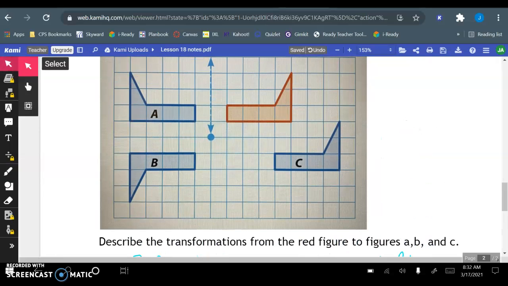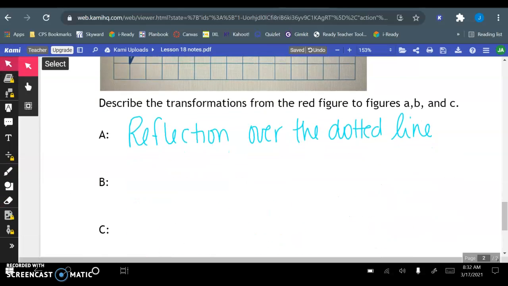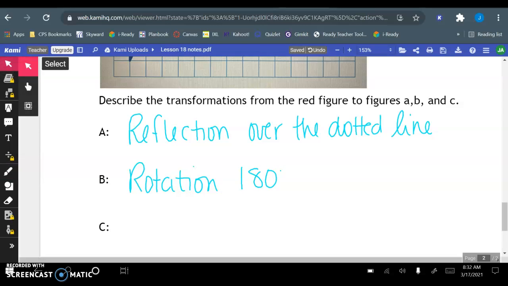Then if I went from the red figure to the B figure, that looks like a spin. If I took the paper and spun it around, that would be 180 degrees, because if I went right here would be 90, the next move is 180. So this is a rotation, and it's 180 degrees. We don't have to say clockwise or counterclockwise on 180 degrees because it's going to be the same no matter what direction we go.